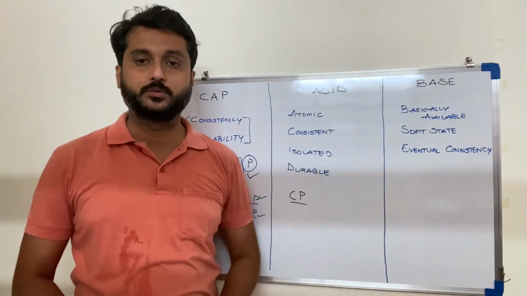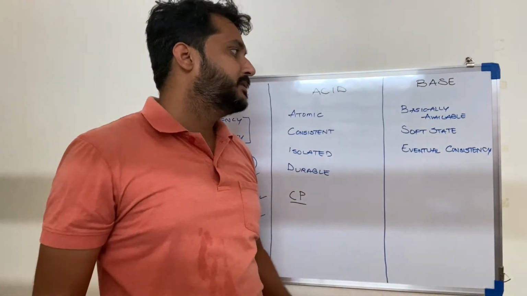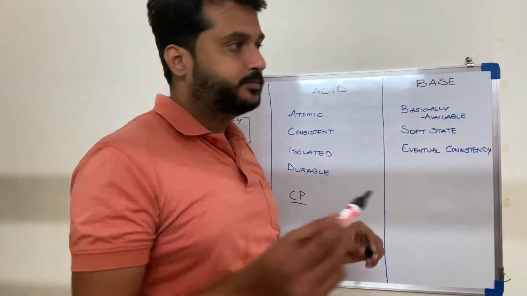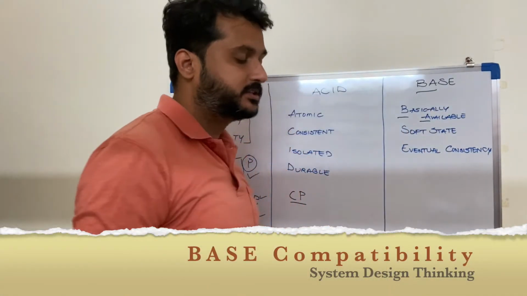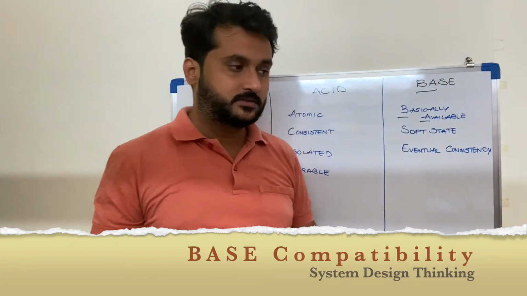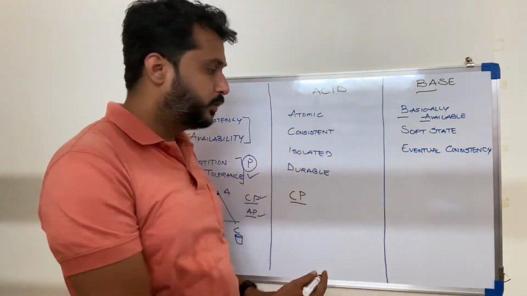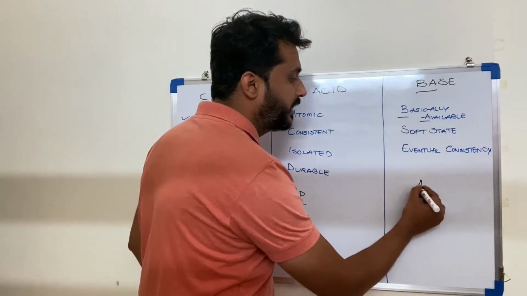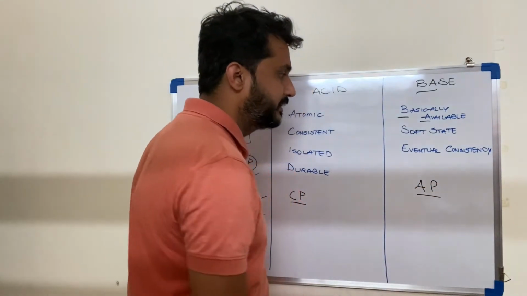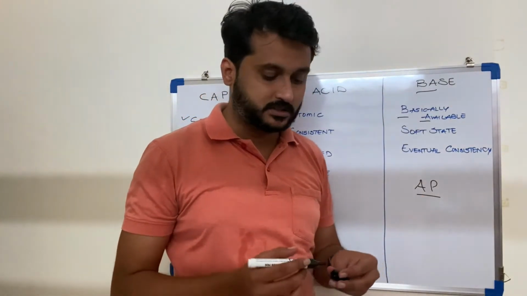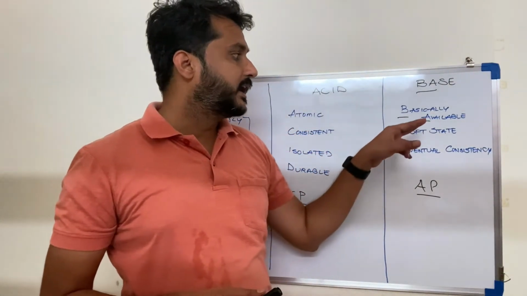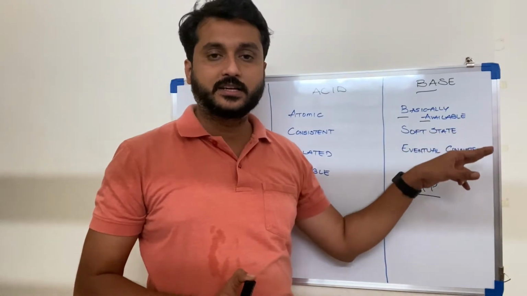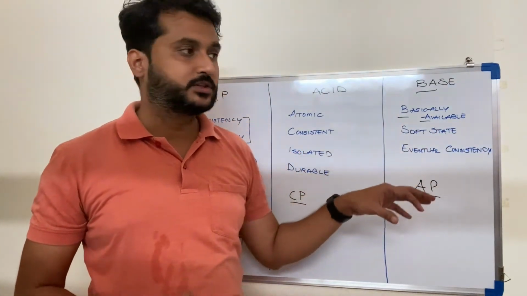Next, let's talk about BASE. BASE stands for basically available. So the BA is from basically available, soft state, and eventual consistency. Now we can see from this evolution, we are moving into an available and partition tolerant database, right? So what does this mean? The database is always available. That means the data is always available for the application to consume.